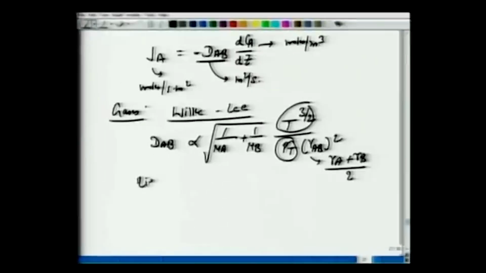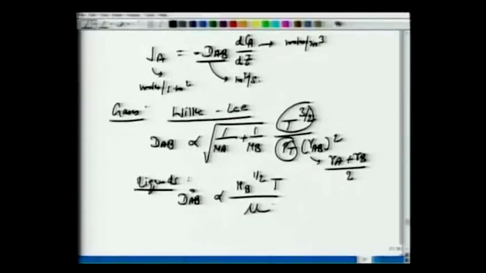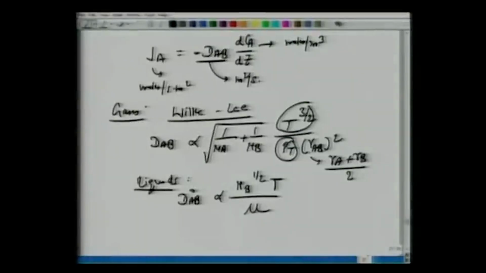For the liquids, the one for dilute solutions, we should know that the 0 signifies here a dilute liquid or solution. It's molecular weight to the power half, T over viscosity. So here it's not T to the power 3/2. For the liquids, it's linearly proportional to temperature. And whatever equations we obtained for the gases, we can equally write for the liquids, except instead of partial pressure which we use for the gases, we can write in terms of concentrations.